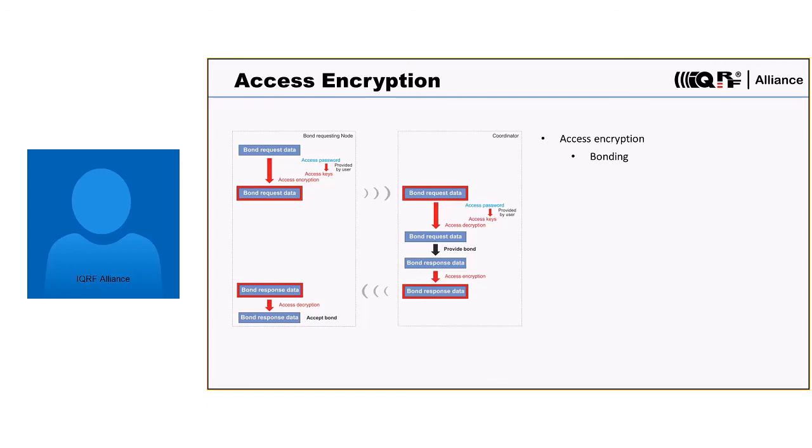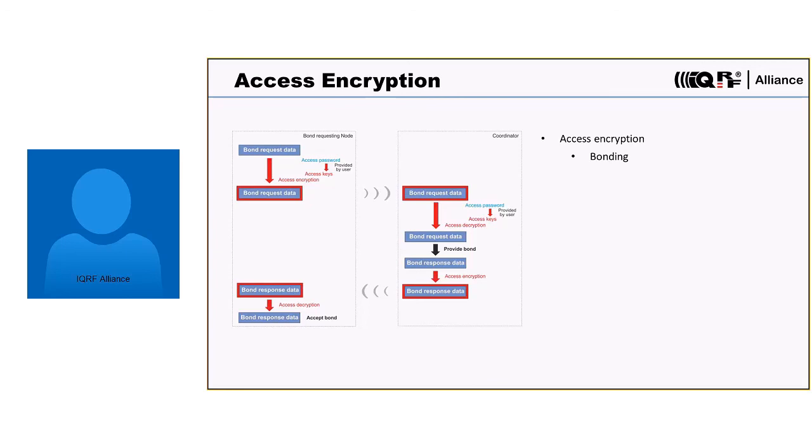So then, if we go into the detail, the first is the access encryption. During the bonding, you basically have a coordinator and you have the node, right? And in order to enable them to communicate together, to set up a network together, both the coordinator and the node have to have the same access password. This is what you put in the configuration, or you can use also a command.